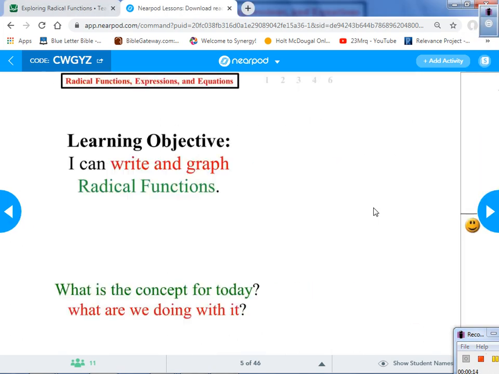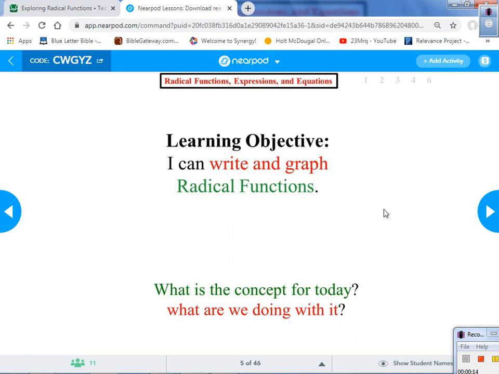Oh, sorry. Our objective for today: I can write and graph radical functions. Last week we started with some of the graphing. I'm going to revisit that today just to make sure we got it.